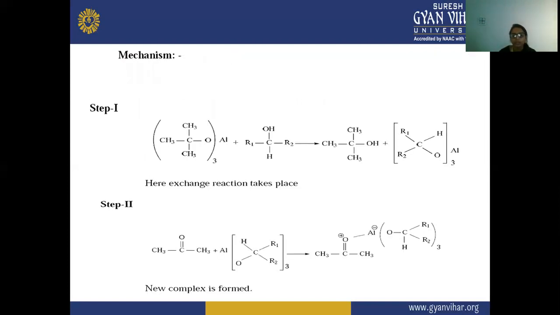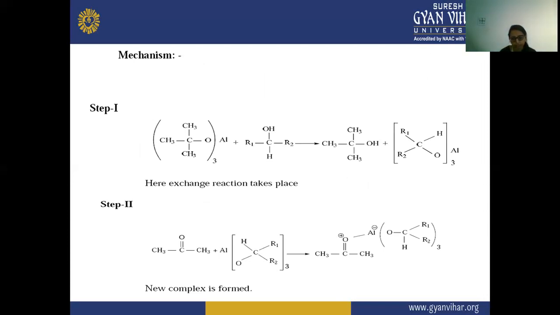Now, the mechanism: here you can see the exchange reaction take place. Alcohol and aluminium butoxide react, and there is a formation of the tertiary alcohol, and here you will see a complex is formed. So here an exchange reaction takes place. After that, in the second step, you will see that a new complex is formed.